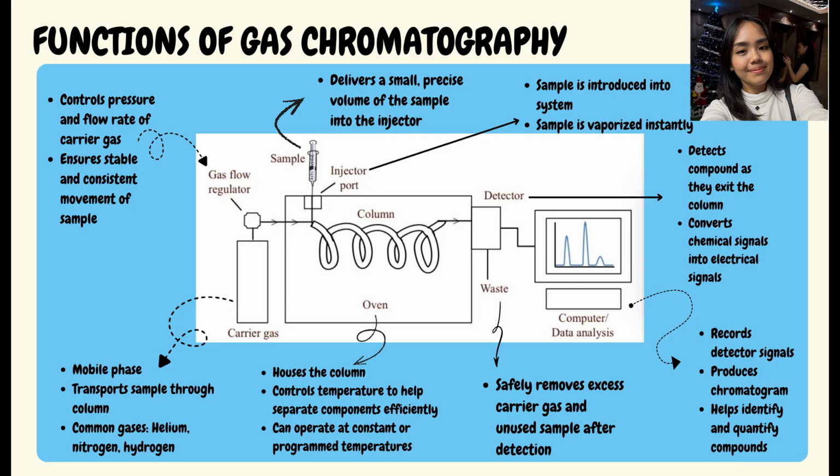The column placed inside the oven is where separation occurs based on volatility and interaction with the stationary phase. The oven controls the temperature to improve separation efficiency. As the compounds exit the column, the detector detects them and converts them into electrical signals. Finally, the computer system processes the data and displays the result as a chromatogram.